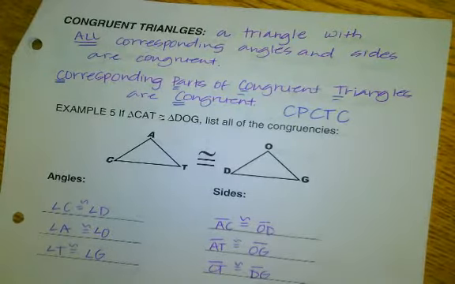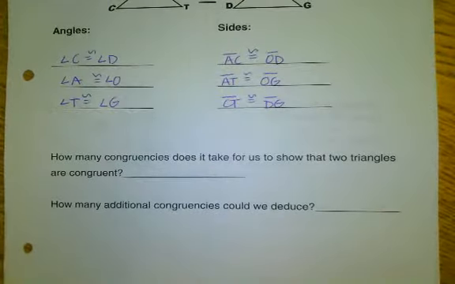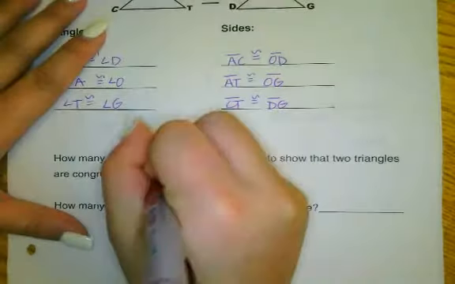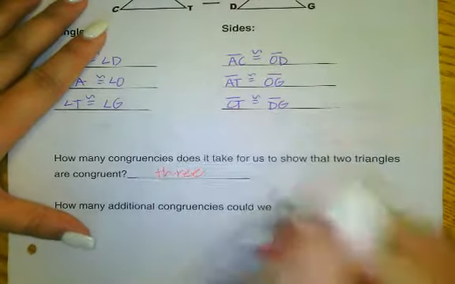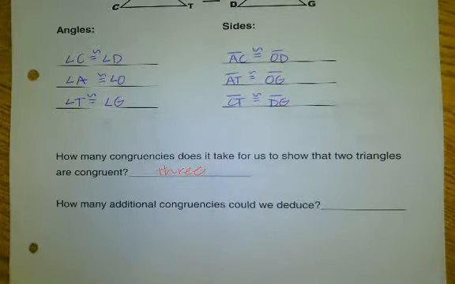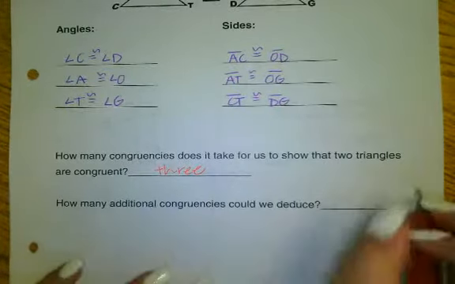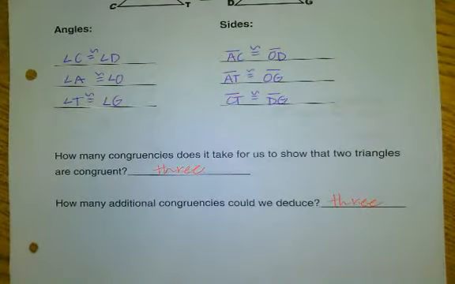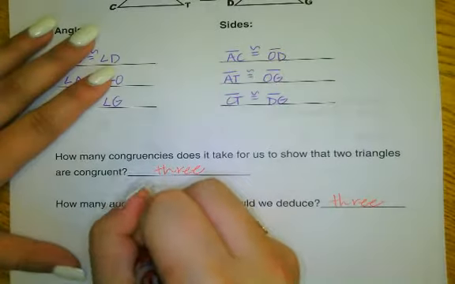So we're going to practice in a second. But how many congruencies does it take for us to show that two triangles are congruent? 3. How many additional congruencies can we deduce after that? 3. Because there's 3 sides and 3 angles, so a total of 6, but you have to start with at least 3. And this would be because of CPCTC.